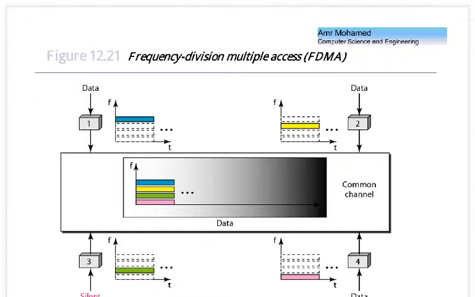So this is the receiving node. The receiving node can use the bandpass filter to extract the frequency range from a particular node in this whole spectrum. Okay? So by doing that, we guarantee that there will be no collision.